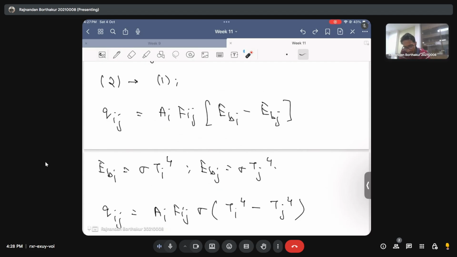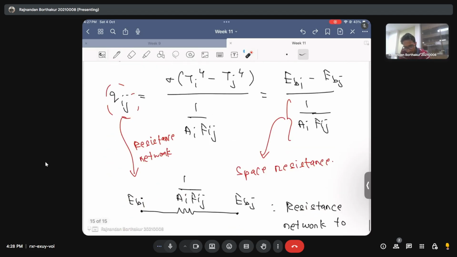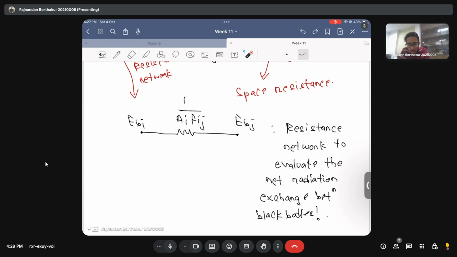But we will end the discussion for this session at this point, where we have tried to establish a radiation network involving the radiation exchange in case of black bodies typically.